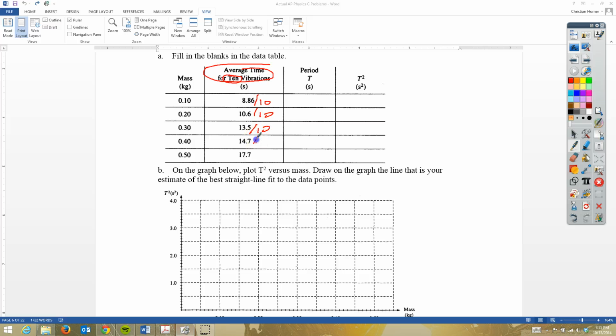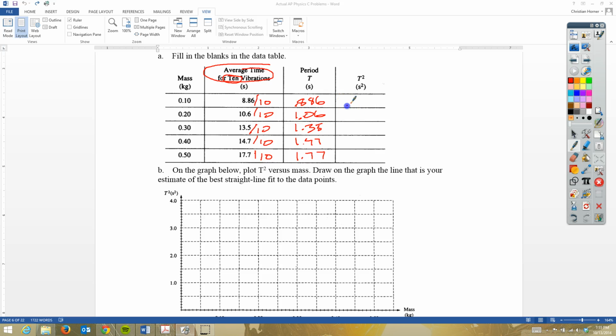You don't have to do this. This just helps me so that I know what I'm dividing by. I'm dividing each and every one of these by 10. So this would be 0.886, 1.06. Next one is 1.35. Then we have 1.47, and then finally 1.77.